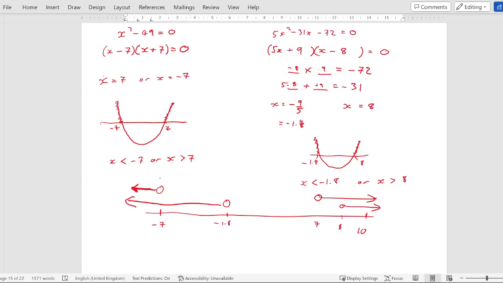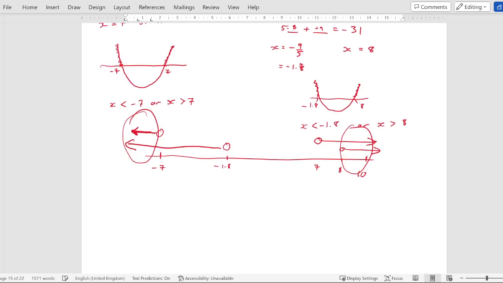So that would be this region here and then this region here. That satisfies both. I would need x to be less than minus 7 or x to be greater than 8.